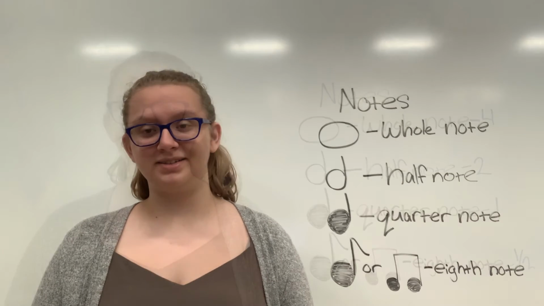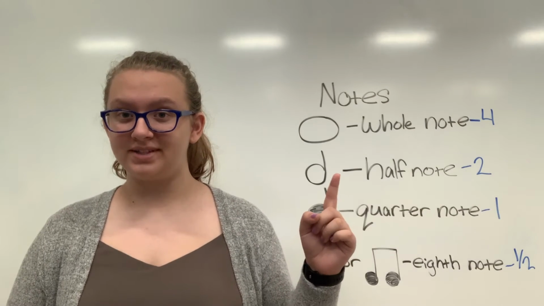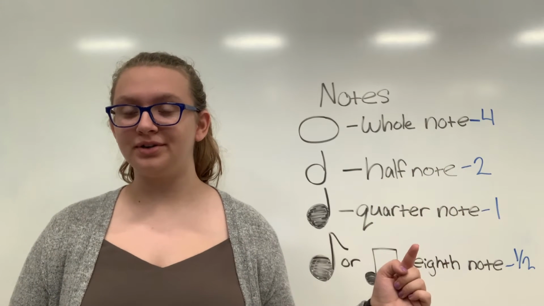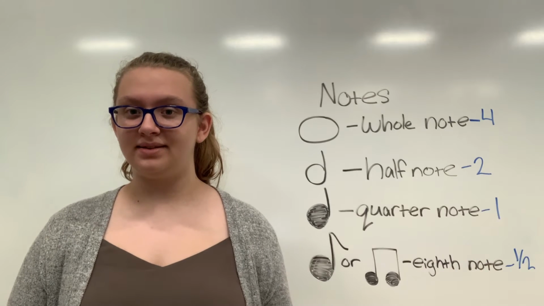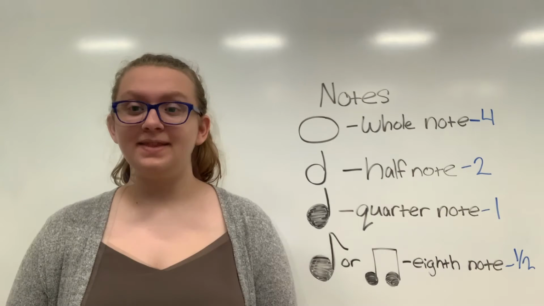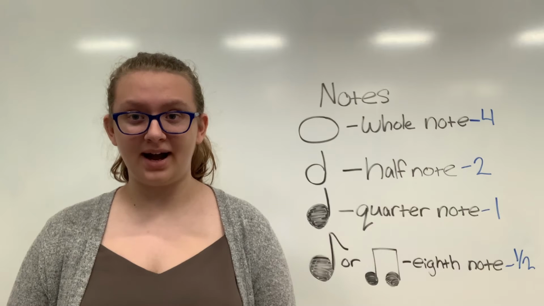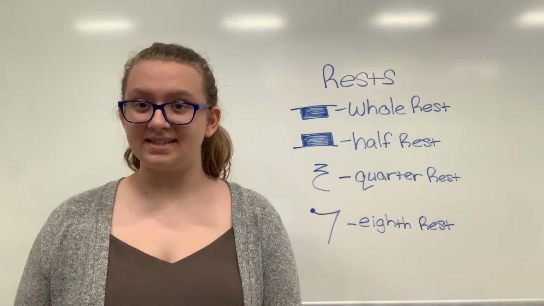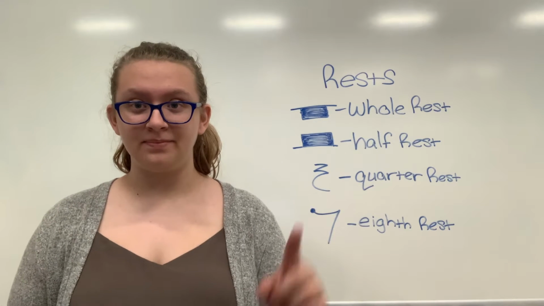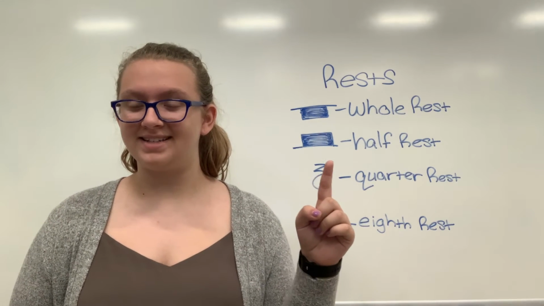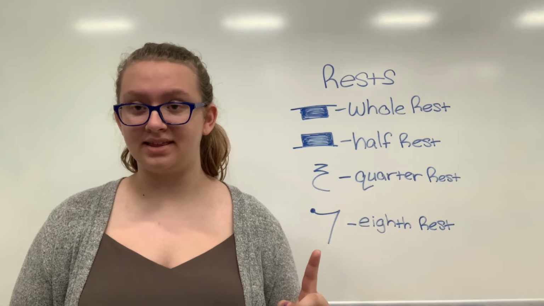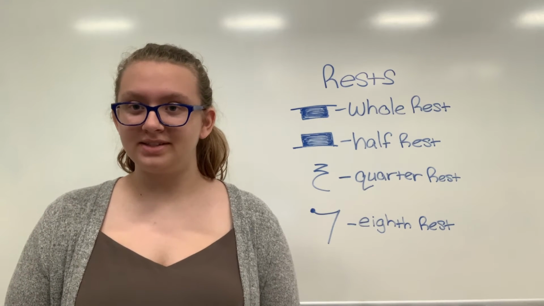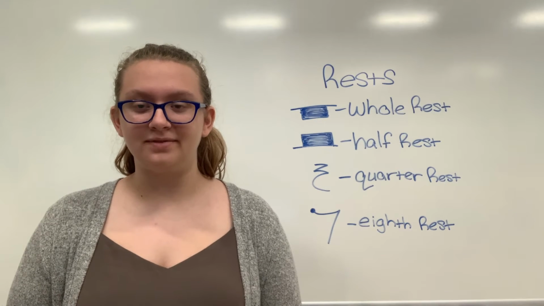Just to review, whole notes have 4 beats, half notes have 2 beats, quarter notes get 1 beat, and eighth notes get a half a beat. This is important to remember because it'll help you know how long to hold each note when you see it in your sheet music. We see rests in the same quantities of beats as notes: whole rests, half rests, quarter rests, and eighth rests. There are also 16th rests and so on, but we don't see those as often, so I'm not going to be covering them in this video.